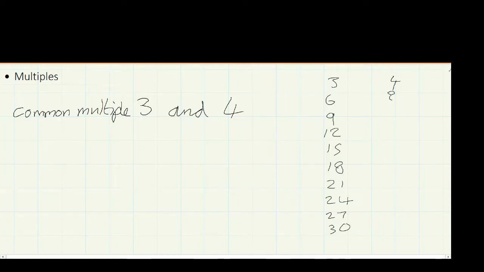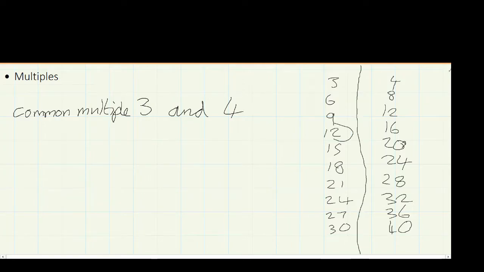Now, the first thing Mr. Saul's doing is he's writing down all of the times tables, or the multiples of 3 and 4. As you can see, on the left hand side he's got the 3, and on the right hand side he has the 4. And what he's going to do is he's going to try and identify which numbers are both multiples of 3 and 4. He's circling 12. Why do you think he's circling 12?